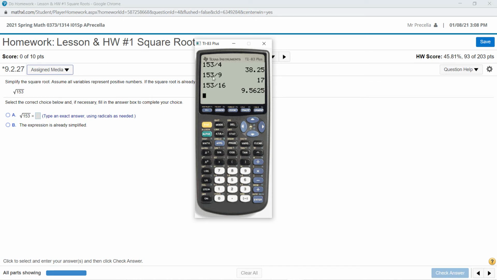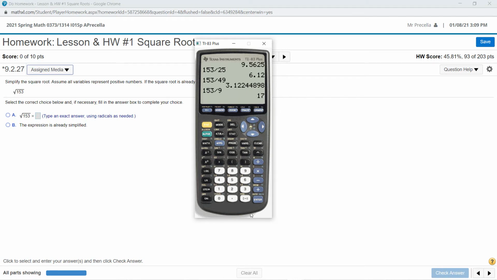I was here thinking that 153 was a prime number. No, it isn't. 9 times 17. Great. Well, still, let's make sure there's no bigger perfect square. 153 divided by 25. Nah. 153 divided by 49. No. Oh, so what did we decide? 153 divided by 9 is 17. And 17 is a prime number, so it can't be broken any further.